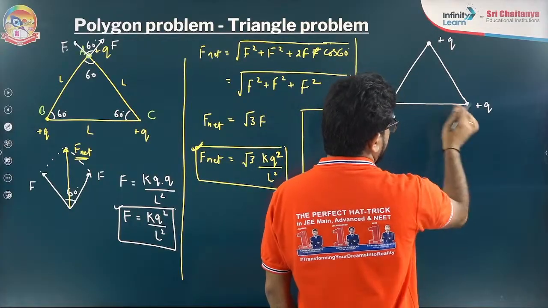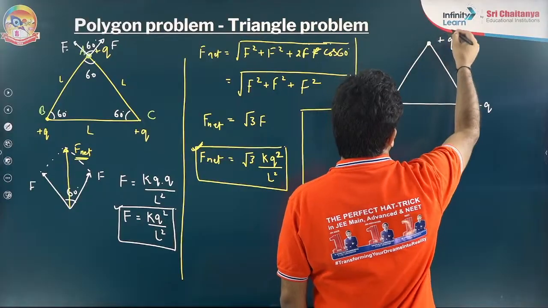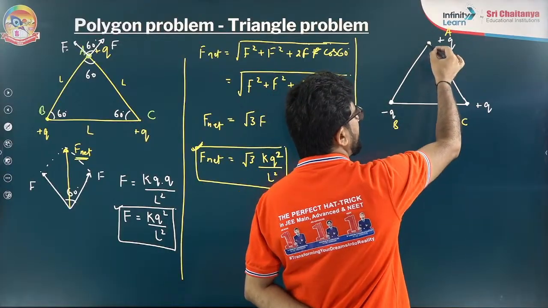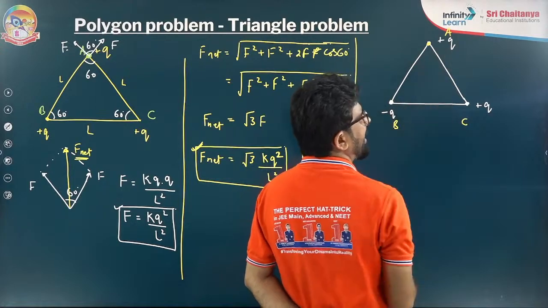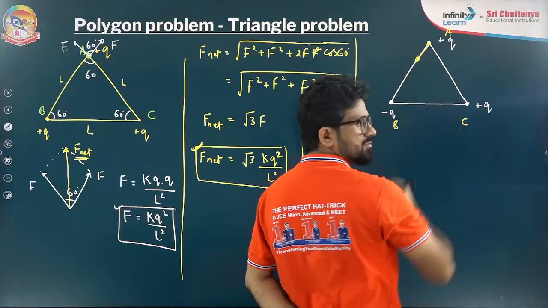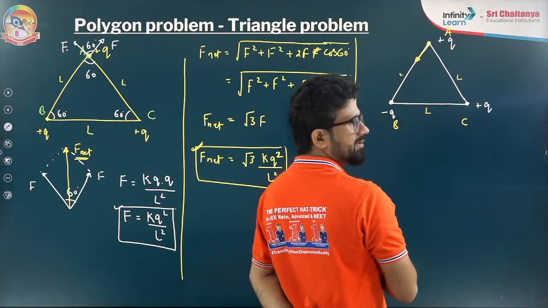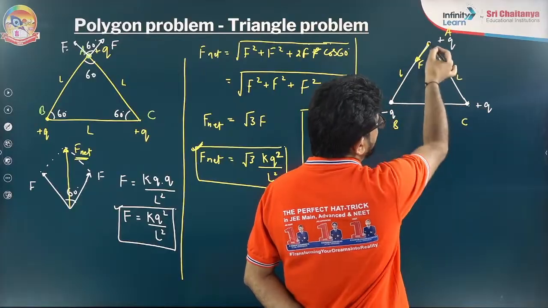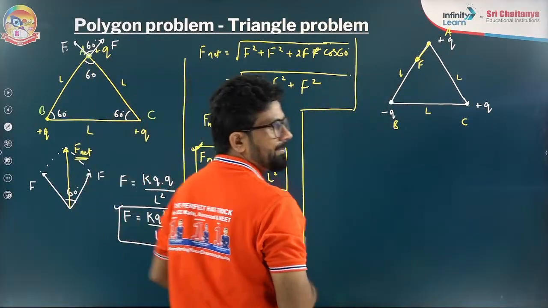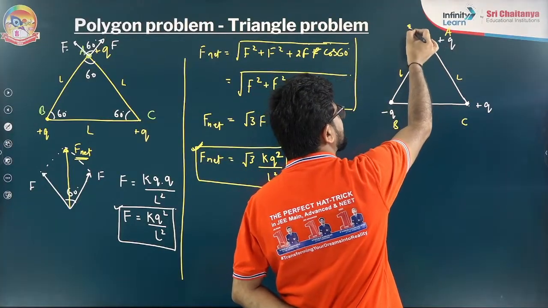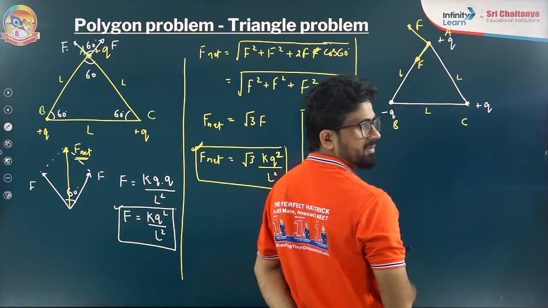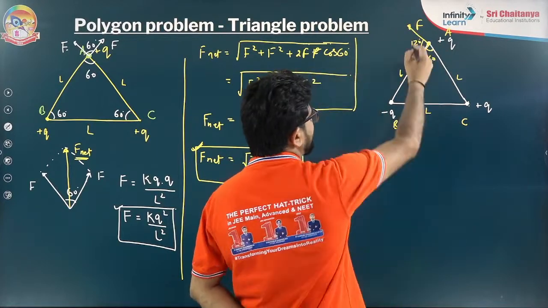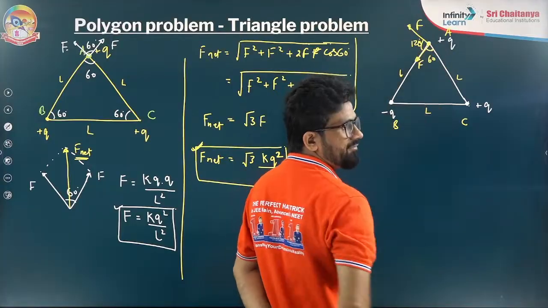If you see this negative charge, suppose I am saying the names again: this is A, this is B, and this is C. On A, due to B, there would be attractive force in this direction. This is also L. Suppose this force is F, no problem. Similarly, due to C also, there would be repulsive force. Earlier we have seen positive charges repel each other. Here also they are repelling each other, that's the force F. This is F, this is also F. We already know this angle is 60 degree, that means this angle is 120 degree. Now we can find the F net, we can solve it.